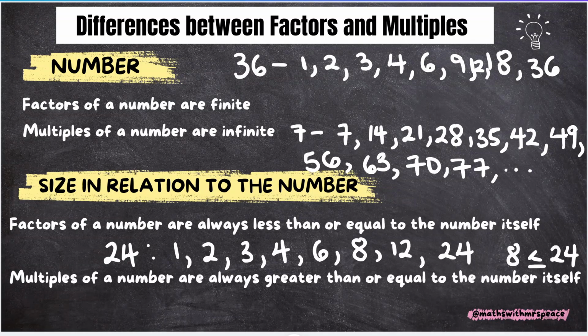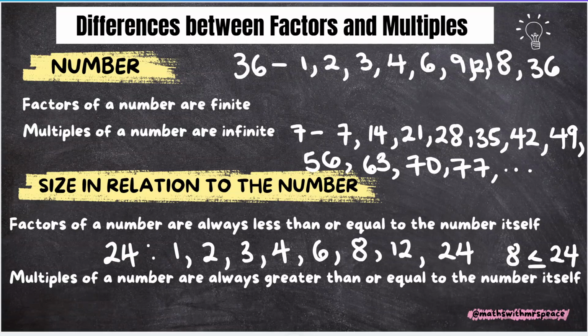We have the factors of a number are always less than or equal to the number itself, and the multiples of a number are always greater than or equal to the number itself. So that's it on differences between factors and multiples.